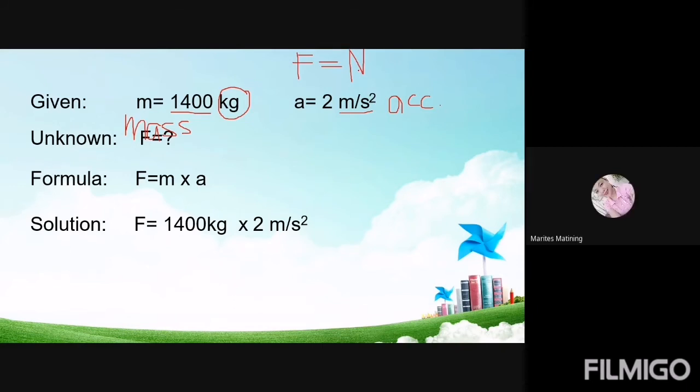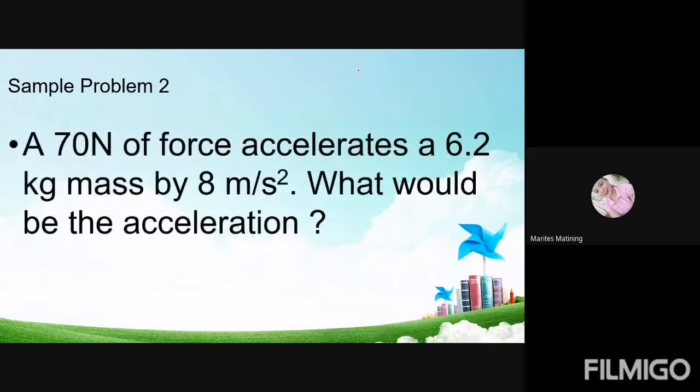Okay, 2,800 Newton. Sige, check natin math. Very good. So the answer will be 2,800 Newton. So, paano natin nakuha yan math ulit? Ma'am, ita-times po yung mass at acceleration, which is 1,400 kilogram at 2 meter per second squared. Very good. Okay, so that is how we compute for force. Okay, next. Sample problem number 2.